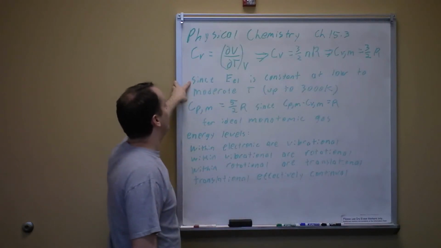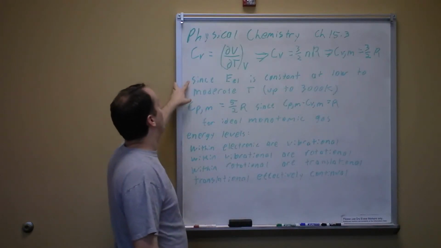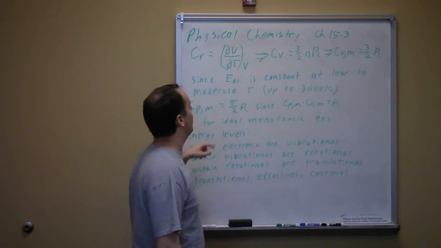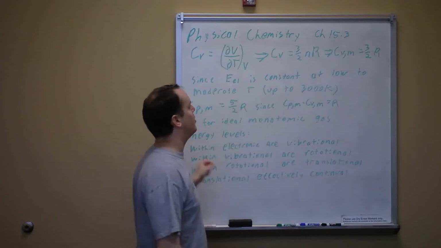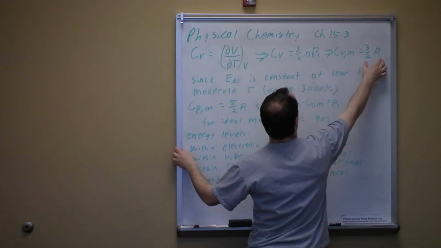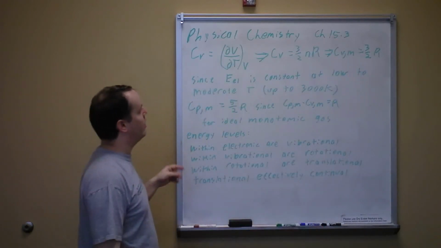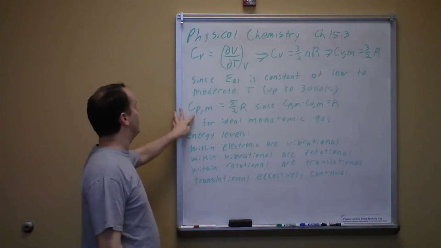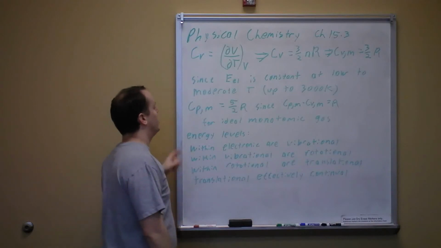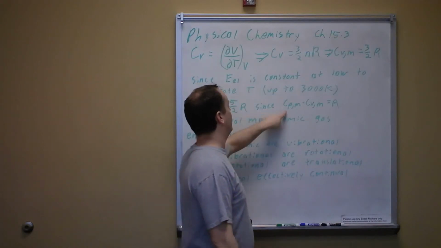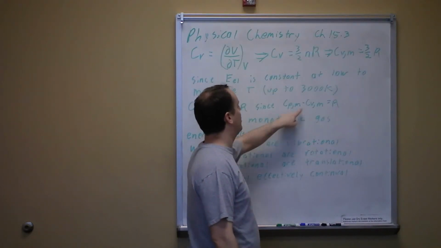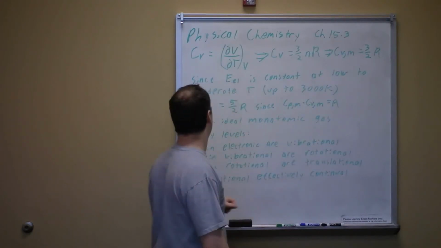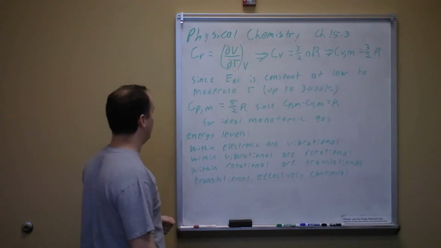Now since the electronic energy is constant, because the electronic energy levels are constant at low to moderate temperature, up to about 3,000 Kelvin, that's why the internal energy is only going to be equal to the translational energy. That's why it's 3/2 R. Now the molar heat capacity at constant pressure is 5/2 R, because the molar heat capacity at constant pressure minus the molar heat capacity at constant volume is equal to R. And that's for an ideal monatomic gas anyway.